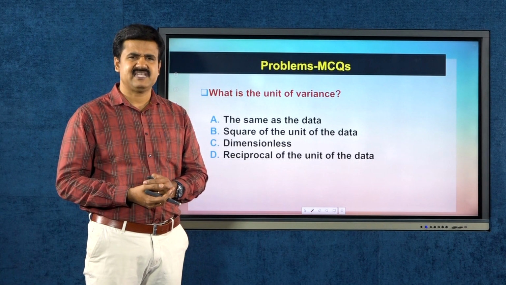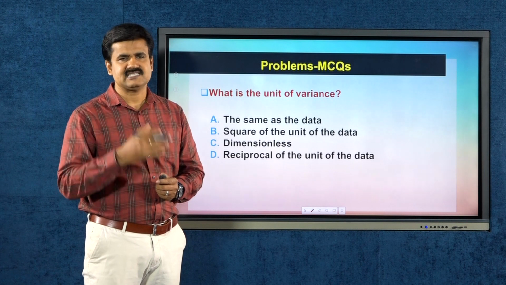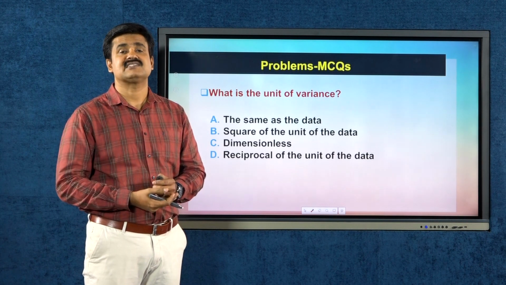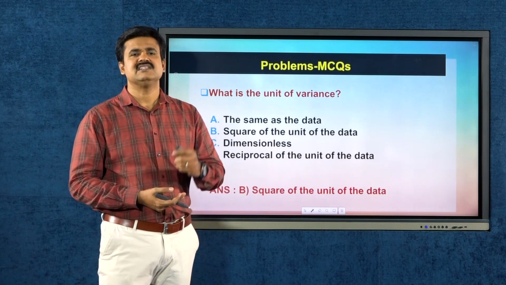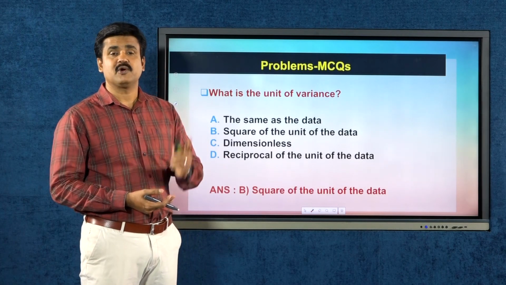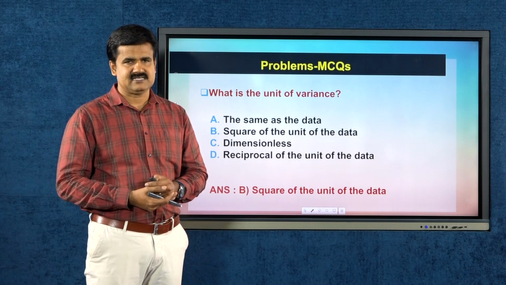You know what is variance? Variance is the square of standard deviation. Square of standard deviation. This is your answer: square of the unit of the data.